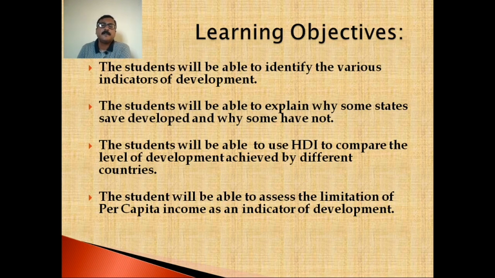The learning objectives of this presentation: the students will be able to identify the various indicators of development. The students will be able to explain why some states have developed and some states have not developed. The students will be able to use Human Development Index to compare the level of development achieved by different countries. And finally, the students will be able to assess the limitation of per capita income as an indicator of development.